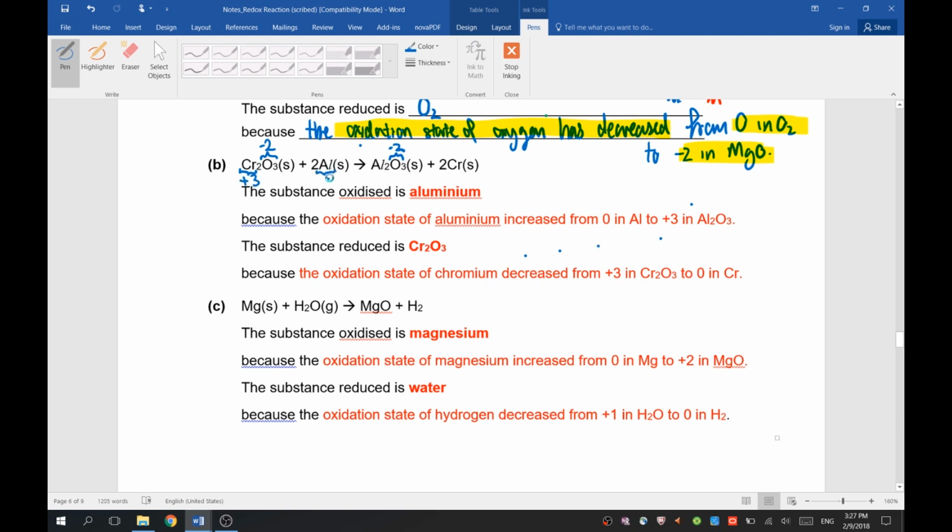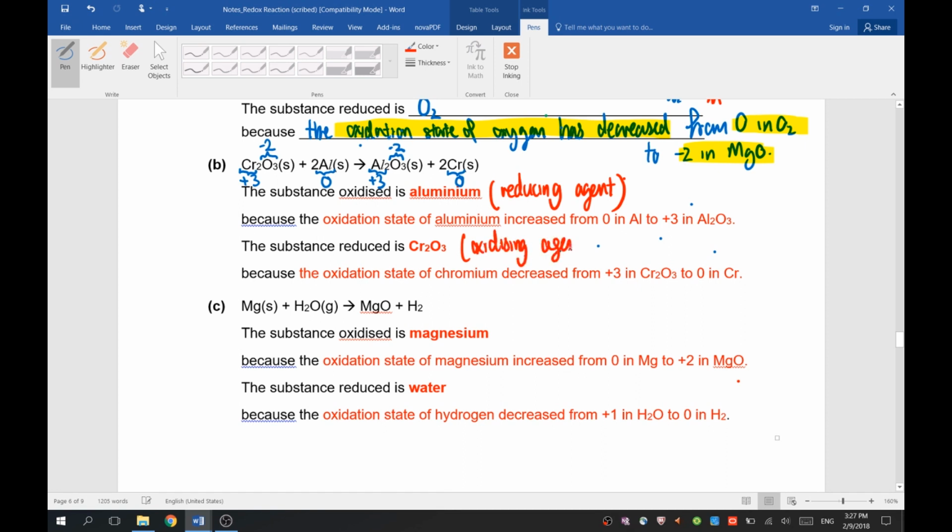Aluminum here is an element, so it will be 0. Over here, aluminum is +3. Over here, chromium as an element will be 0. So what you notice is that the oxidized substance is actually aluminium. And just to briefly talk about what we used previously, oxidizing agent and reducing agent. Because aluminum is oxidized, we call it the reducing agent. Because it's being oxidized, it might have caused something else to be reduced, hence we call it the reducing agent. Whereas the chromium oxide, the Cr2O3, is what we call the oxidizing agent.